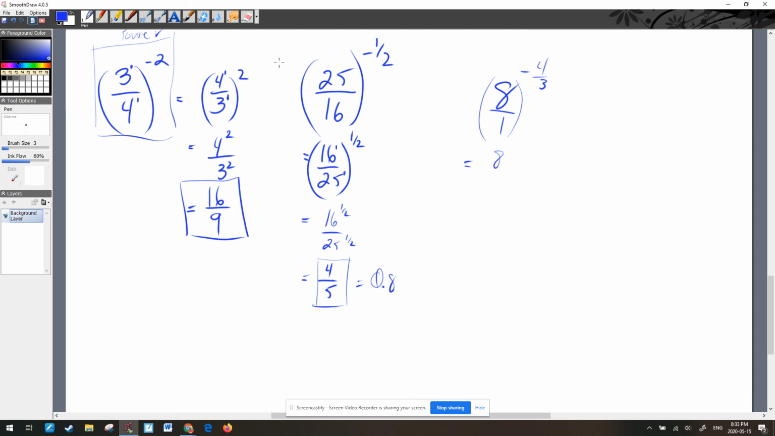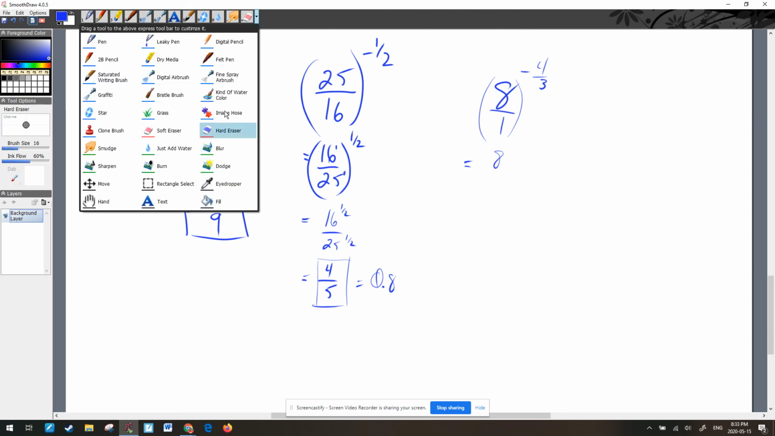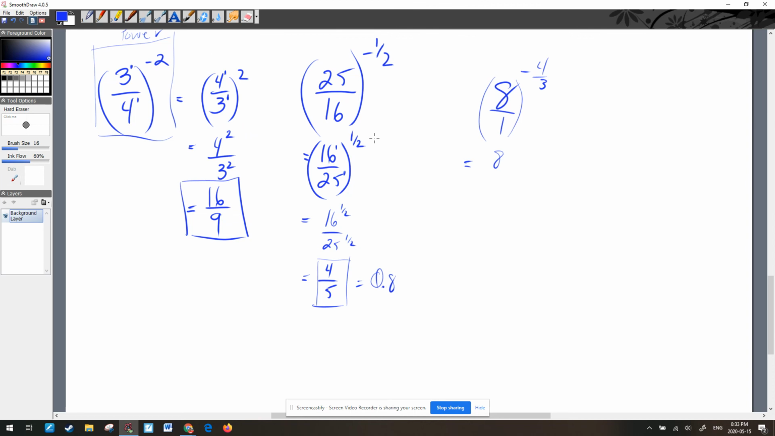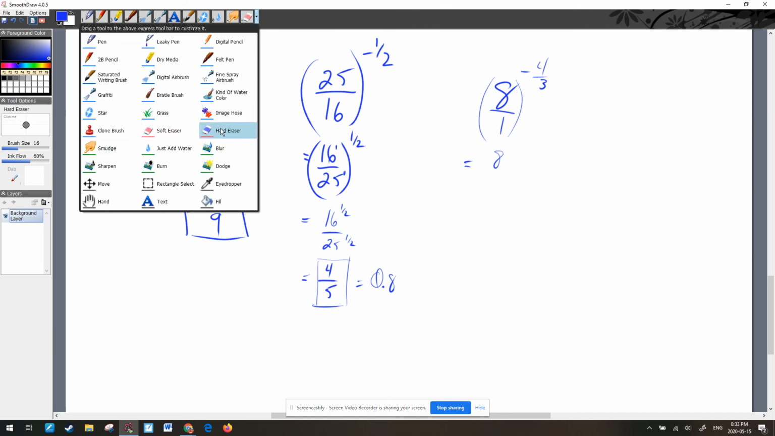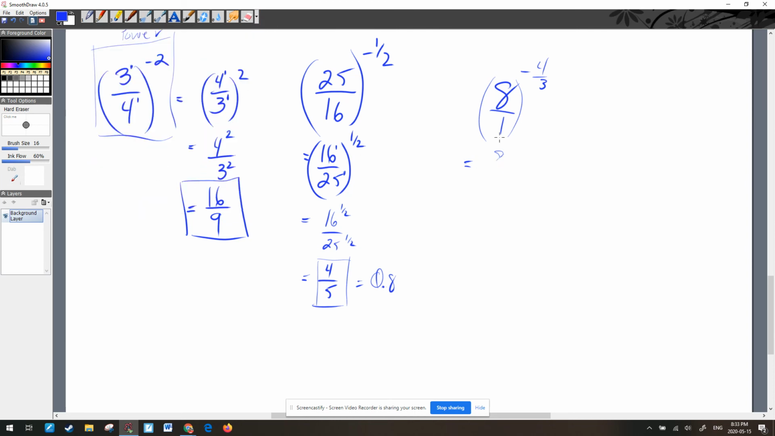And that means that I'm going to have to get my eraser out. That means that when we, did I not select it? Must not have. No, I did. Stop that. There we go. When we go to flip this guy, what we're going to have is 1/8 to the 4/3, right? So 1/8 to the 4/3. We got rid of the negative. The negative caused the reciprocal to happen.